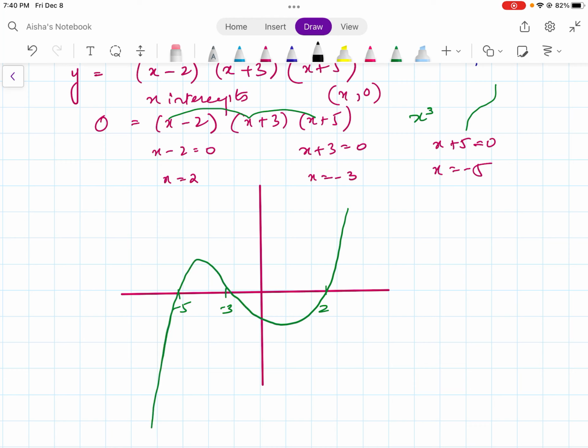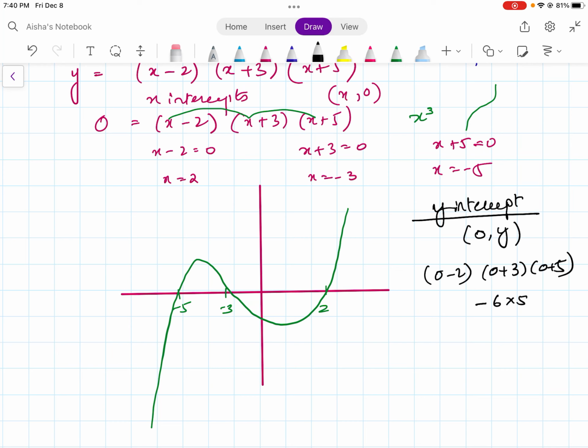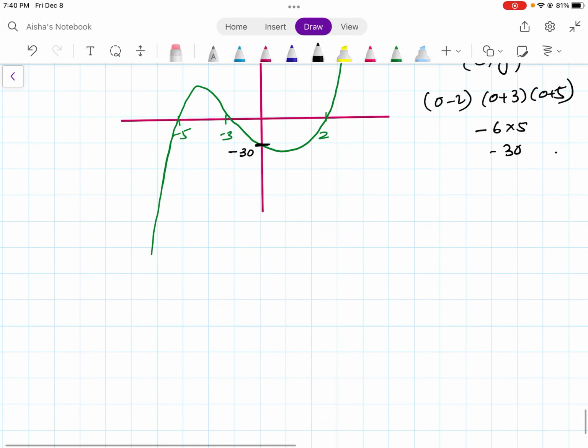Now how do we find out the y-intercept? 0, y. Put the value of x as 0. ठीक है? Okay, now let's move on to another one.